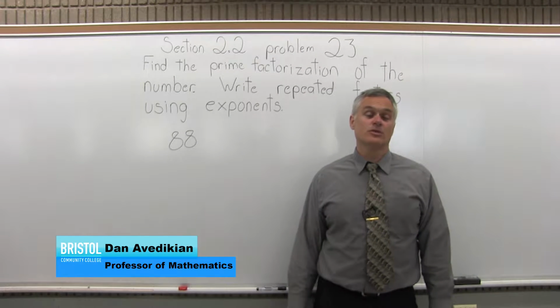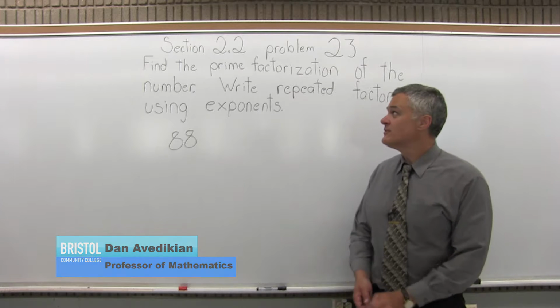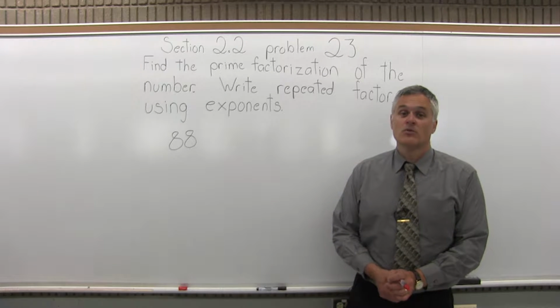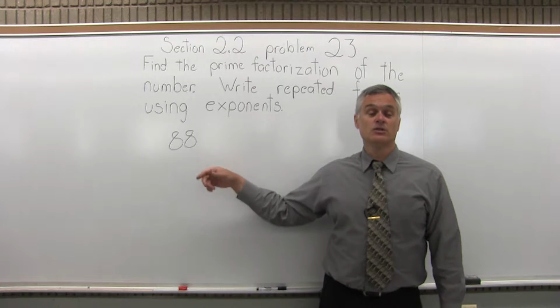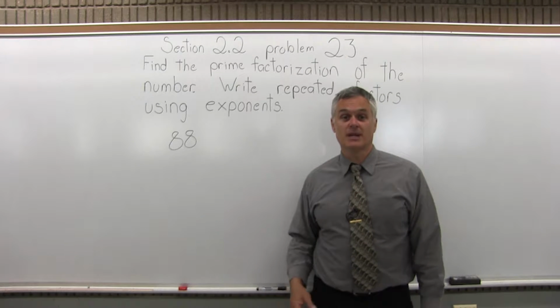This is Section 2.2, Problem 23. It says find the prime factorization of the number, write repeated factors using exponents. And we have the number 88. So we want to find what primes multiply to make 88.